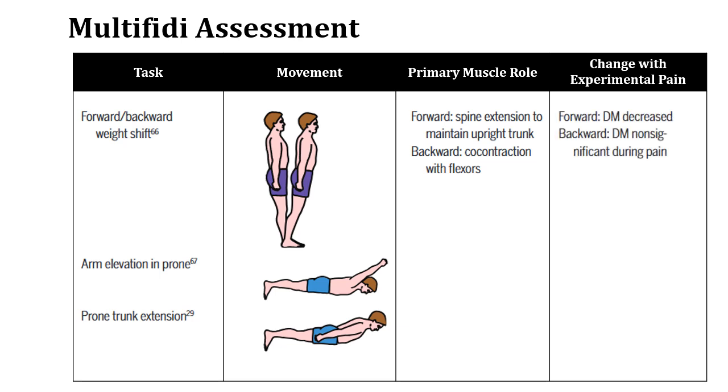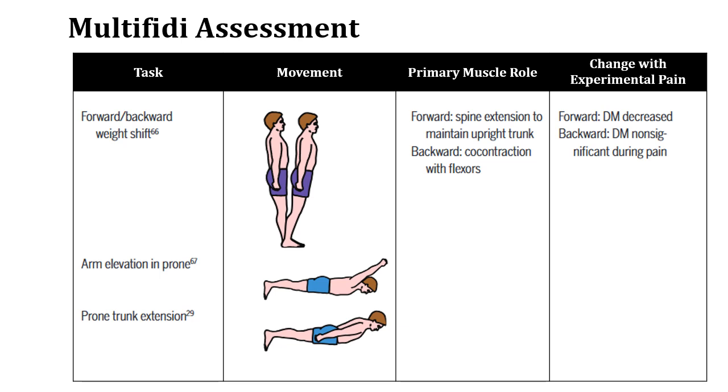In the presence of experimental pain with the forward lean, there's a decrease and a delay in the deep multifidi. And then with the backwards sway, there's less of a significant change. They still act in a co-contractive fashion with the flexors.